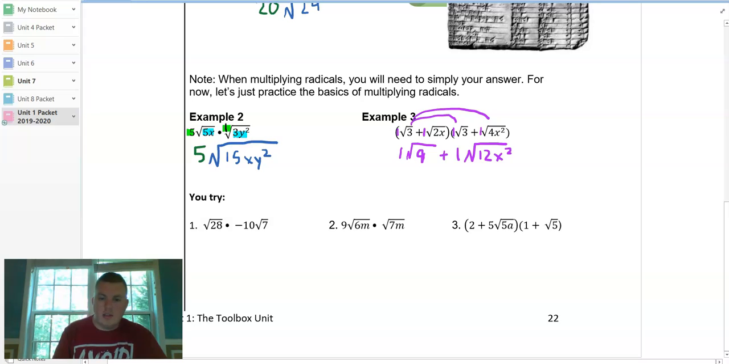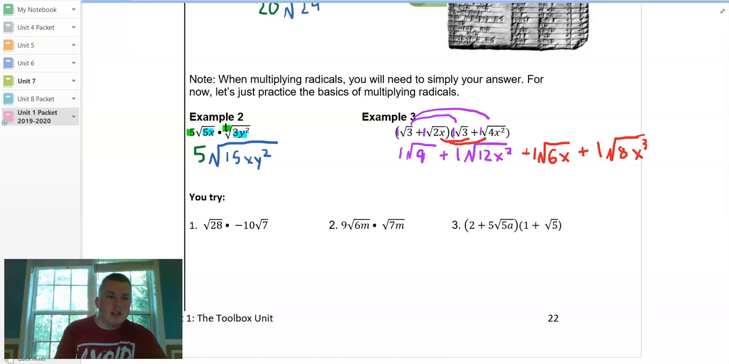What I want to do now, just like we did when it was a regular binomial, is distribute that second piece through. So again, 1 times 1 is going to give me 1. 2x times 3 is going to give me 6x. And then again, 1 times 1 is still 1. Like I said, those all being 1s really made things easy for us. And then 2 times 4 is 8. And x times x squared, remember we add the exponents, would be x cubed.